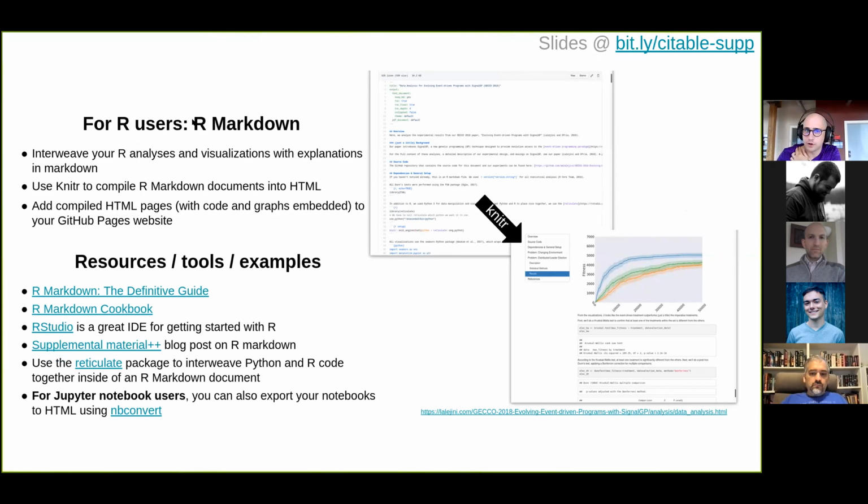For R users, if you're not using R Markdown, that's fine, but maybe consider looking into it. R Markdown is awesome. It lets you interweave your R analyses and visualizations with plain text explanations in Markdown. After you've written this R Markdown file, you can use a tool called knitr to compile that R Markdown document into HTML. The nifty thing is that if you've turned on GitHub Pages on your repository that has your supplemental material, and you push this HTML up to your repository or use GitHub Actions to automatically generate it, GitHub will host your analyses for free.